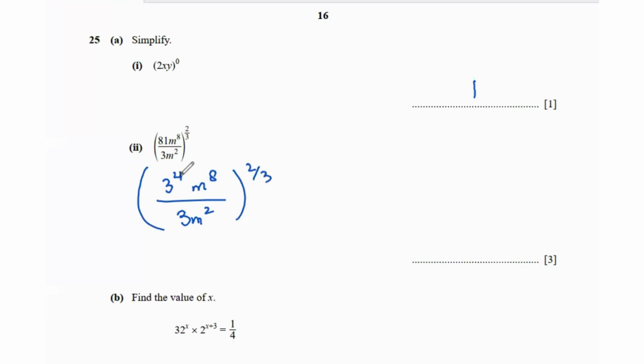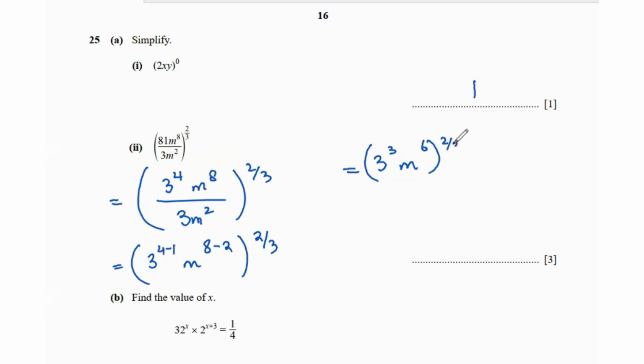Then we can just subtract the powers for 3 and m because when we have similar bases being divided, we subtract the powers. So it's going to be 3 to the power of 4 minus 1, m to the power of 8 minus 2, and whole power 2 over 3 remains outside right now. So that's 3 cubed, m to the power of 6, whole power 2 over 3.